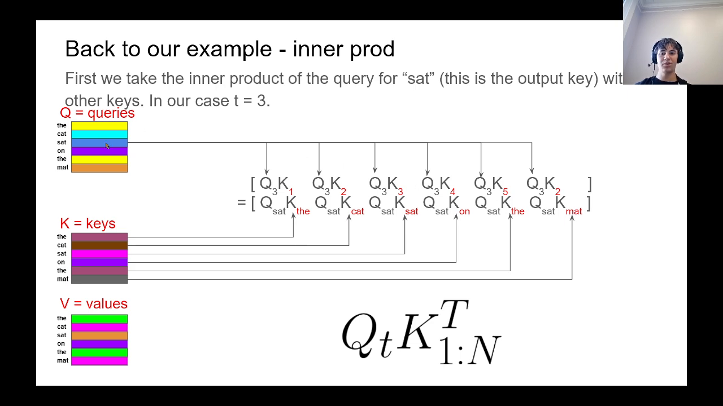So we have one query, inner product with all the keys, and this will give us a scalar for every single one. So if this vector here is of dimension d, because we only have one vector, and K transpose is of dimension d by n, because we have n vectors of size d and we transpose that, then this output vector will be of shape n, where each of these is a scalar representing the inner product between the query we have for sat and the key for every single word. And you do that for all of the words in your sequence.